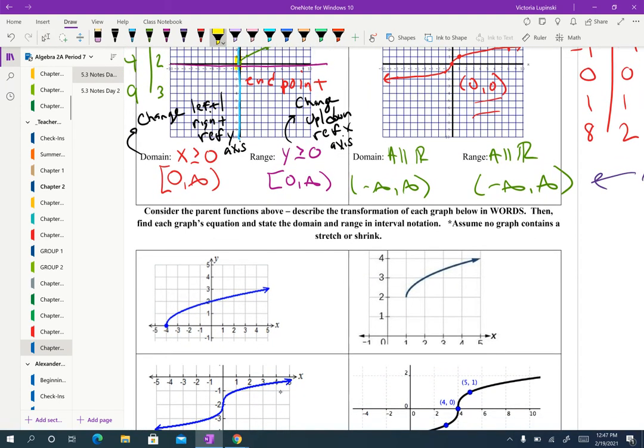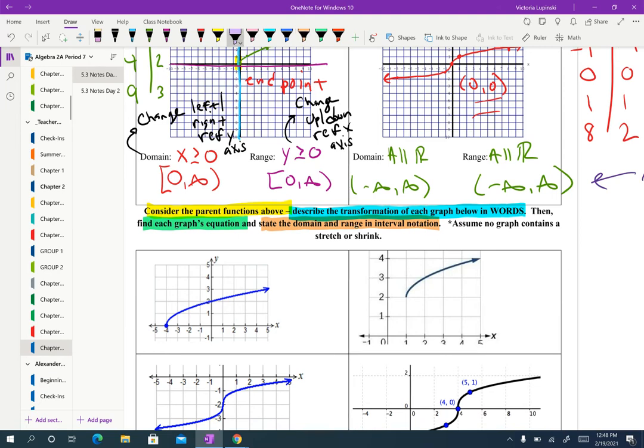So let's see what the problems underneath are asking us to do. They're asking us to consider the parent functions above. So again, refer to the graphs above if needed. You're going to first describe the transformation of the graph in words. Then you're going to find each graph's equation. And then lastly, you're going to state the domain and range in interval notation. So quite a bit is going on here.